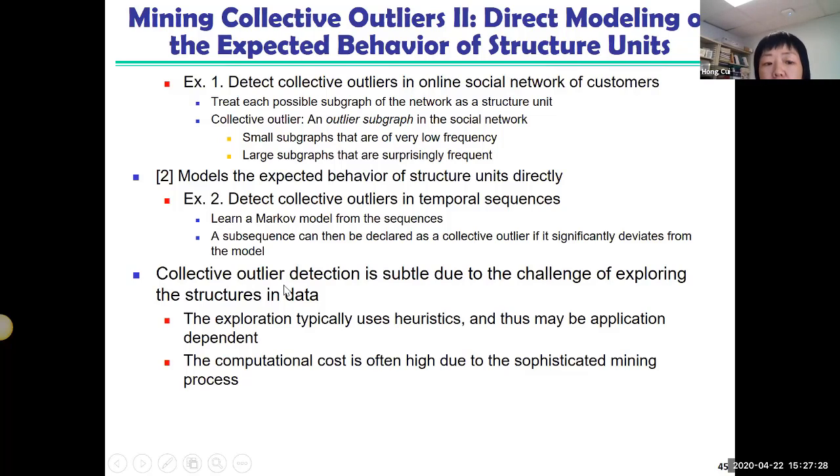And we mentioned collective outliers are very difficult to settle, and application dependent, and the computational cost is often higher.